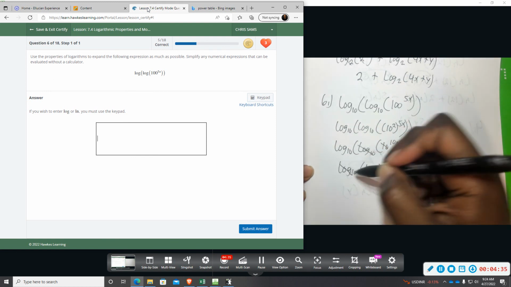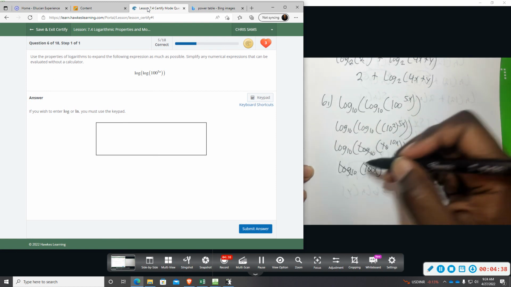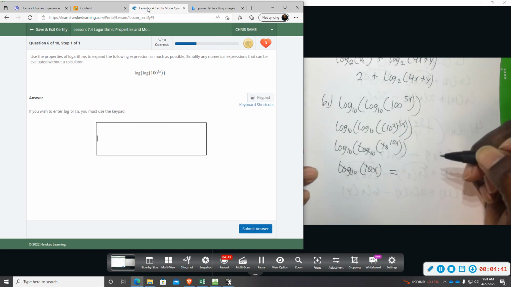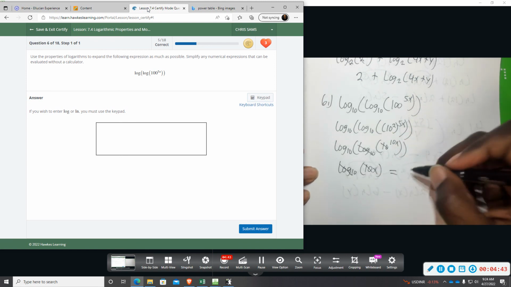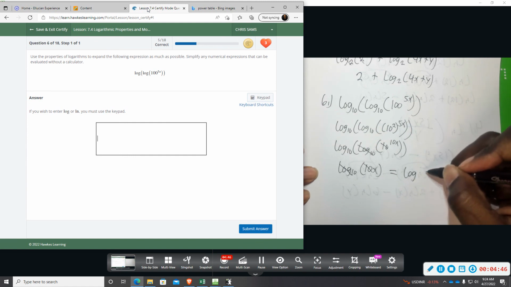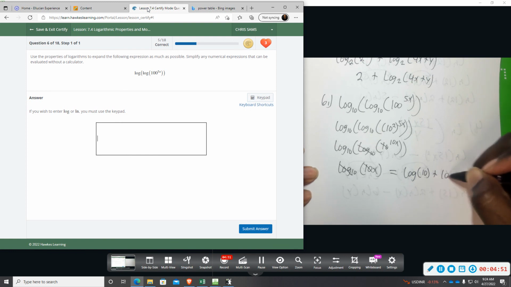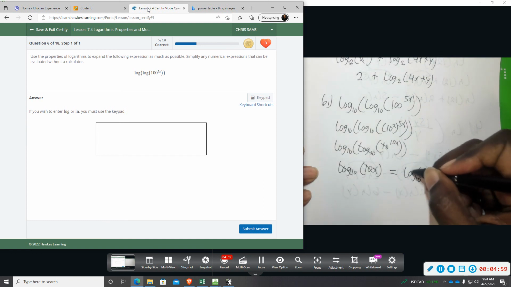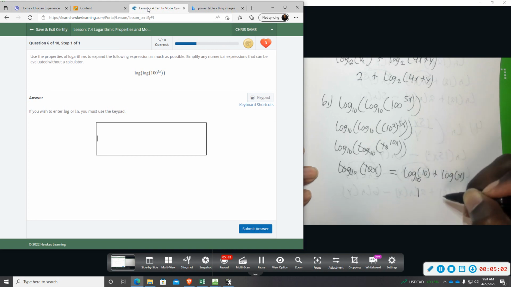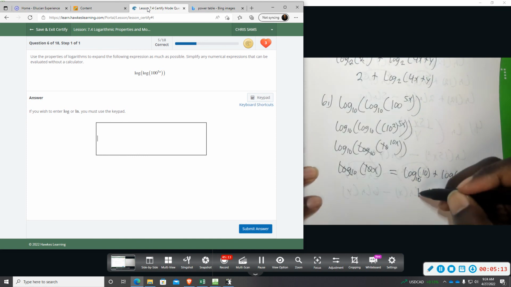And then again, the cancellation property, well, actually let me not write it like that. Let me do it like this. I think it should be the same. Since these are being multiplied, you want to write it as log of 10 plus log of x. And then that way what happens is log of 10 is really equal to 1. So this divides out to be 1. So you end up with 1 plus log of x.